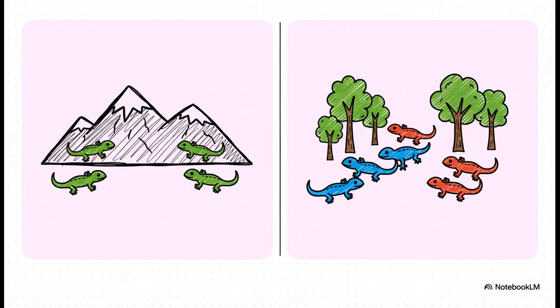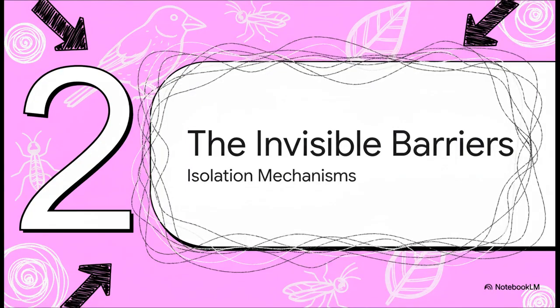So if you're going to remember one thing, it's this: the barrier. That's the key difference. Allopatric speciation absolutely needs a physical wall, a river, a mountain range, you name it. Sympatric speciation, it happens right in the same neighborhood, with no physical barrier in sight. Which of course brings up a really good question. If there's no physical wall, what's stopping these groups from just interbreeding?